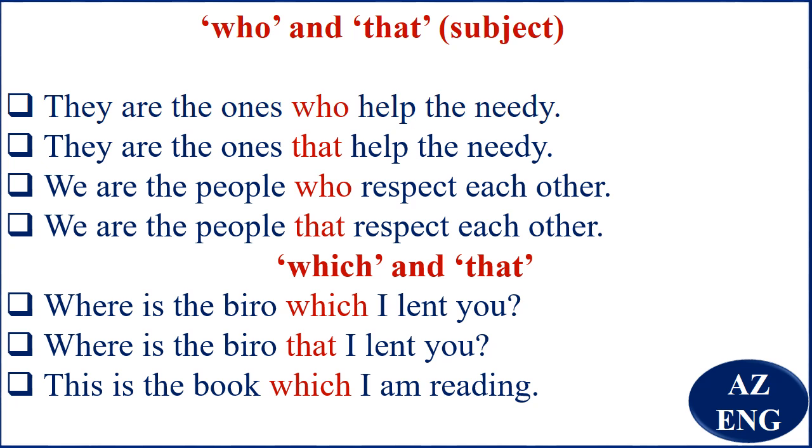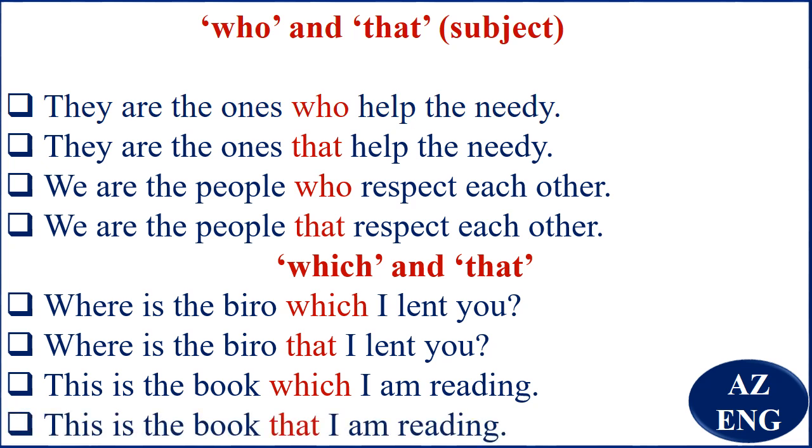This is the book which I am reading. Book is a thing, the name of a thing. And I can say this is the book that I'm reading. So using which or that here is correct. But you see, these are not human beings, they are not people. You cannot use who for them. You cannot say where is the biro who I lent you, or this is the book who I'm reading. But you can see that you can use that for people and you can use that for a thing.